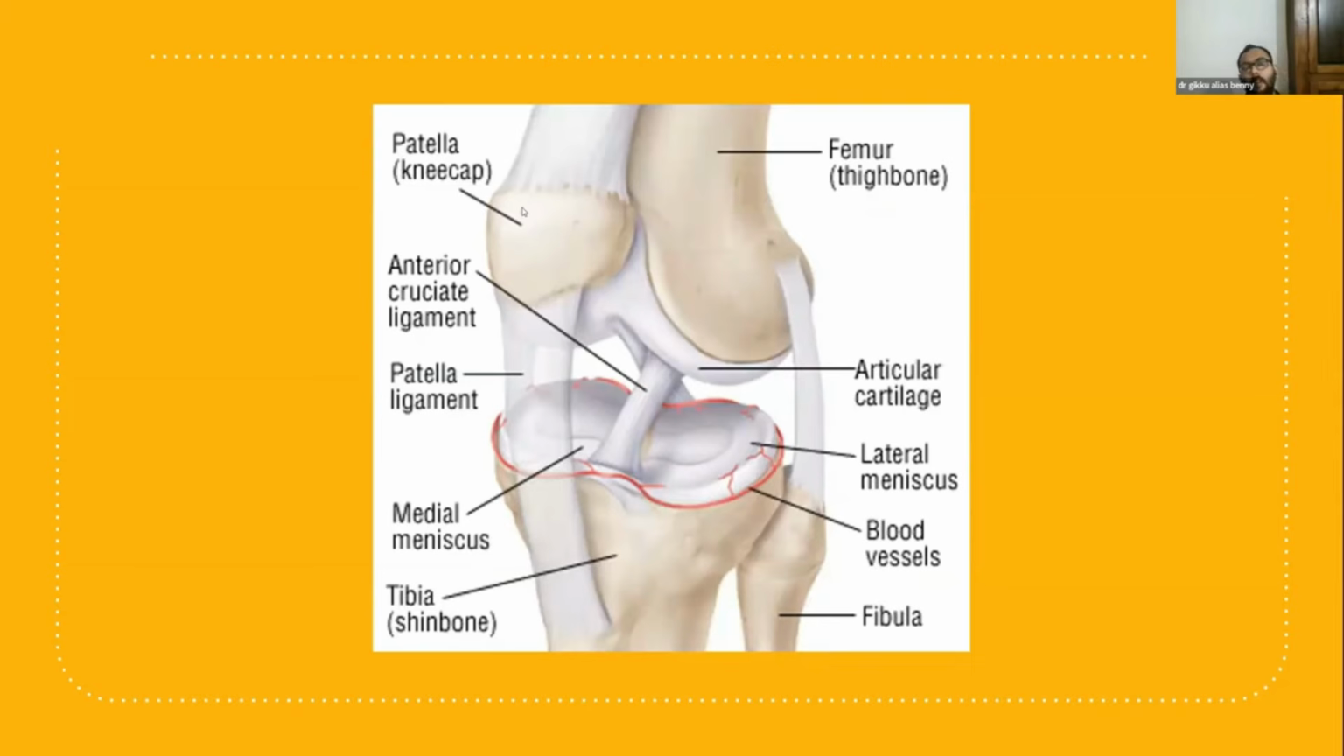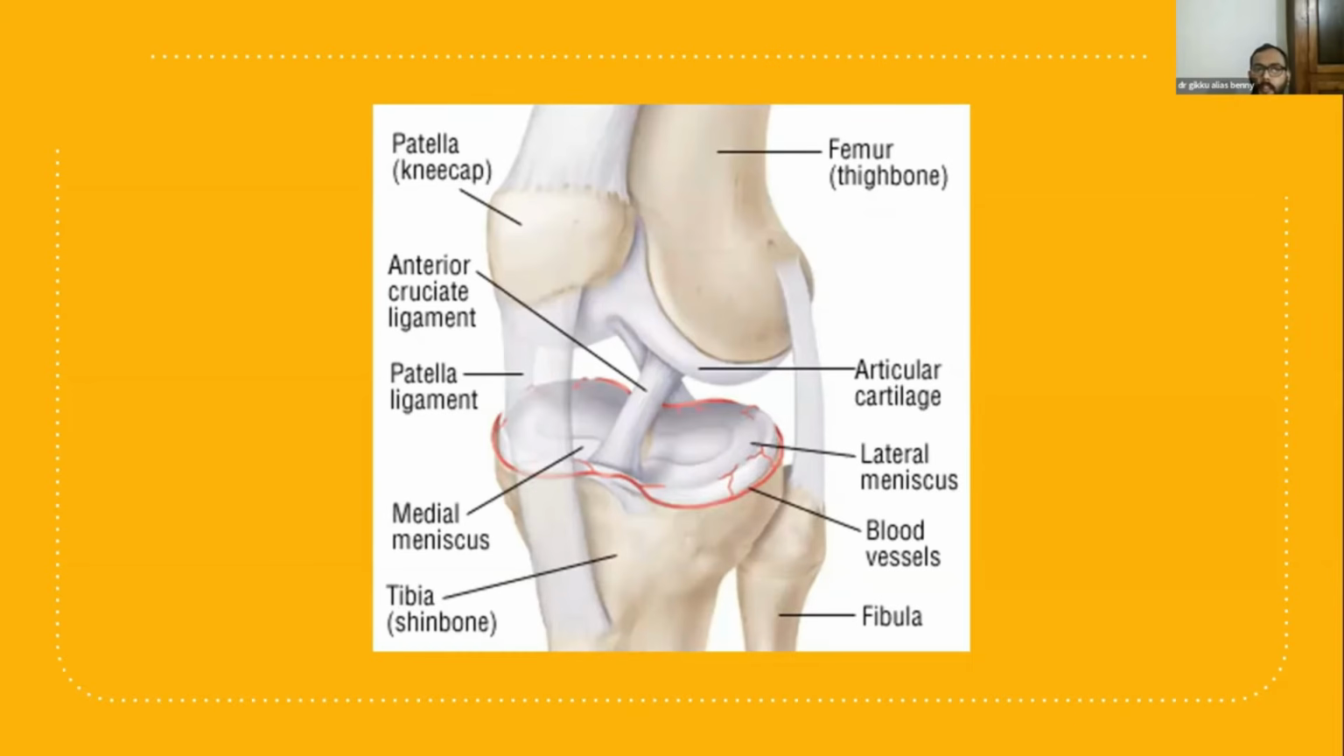Whenever there is a tear in the extensor apparatus of the knee joint, which may occur if there is a tear in the quadriceps tendon, a tear in the patellar tendon, or a fracture of the patella, that means a displaced fracture of the patella, in these three conditions the patient is unable to do the extension. Whenever we ask the patient to do an active SLR, it's important. The patient is unable to do active straight leg raising.